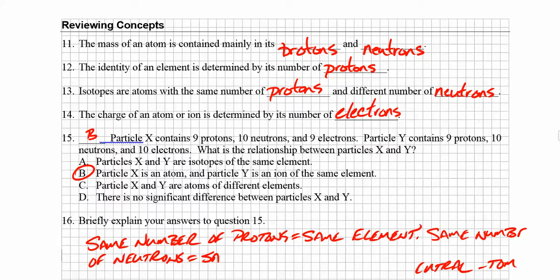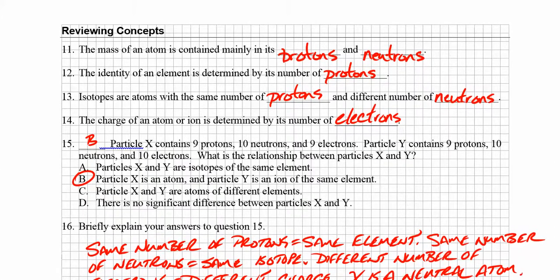Reviewing concepts. The mass of an atom is contained mainly in its protons and neutrons. That should be protons and neutrons, right? The next one is number 12. The identity of an element is determined by the number of its protons. Remember, electrons don't define the element, because if the electrons are not the same as the protons, we have an ion, but it's still an ion of that element, so it would be protons.